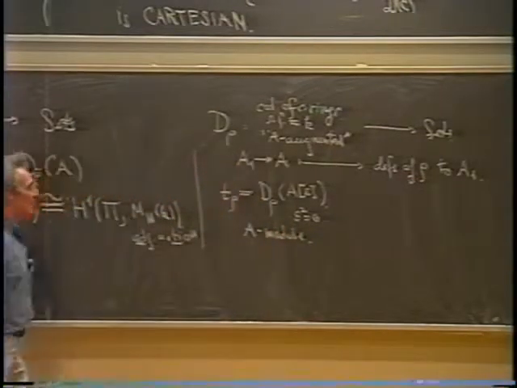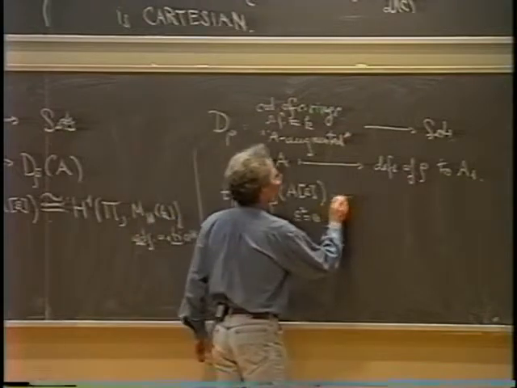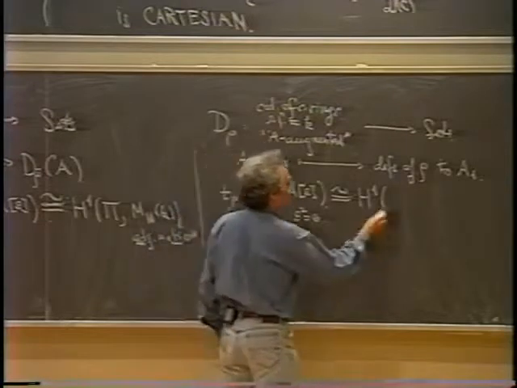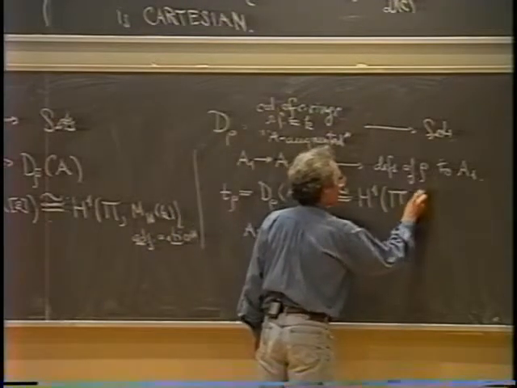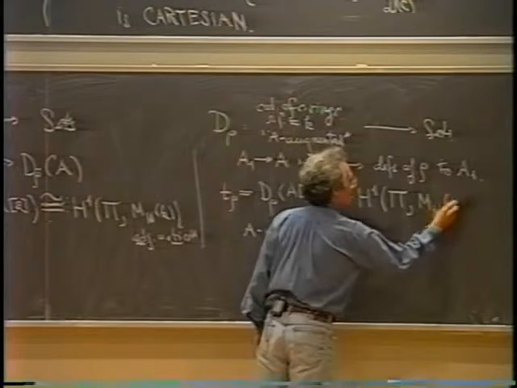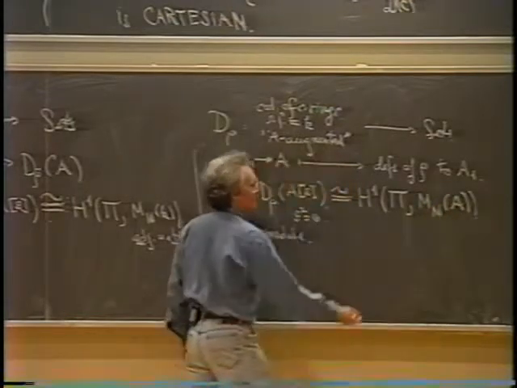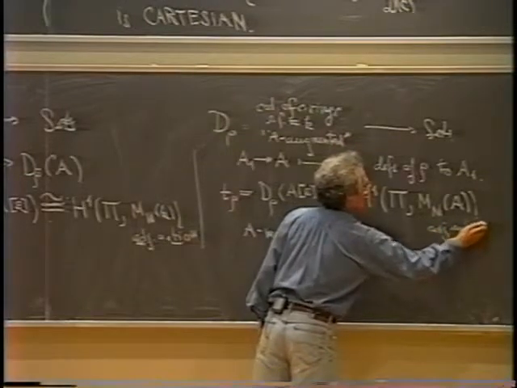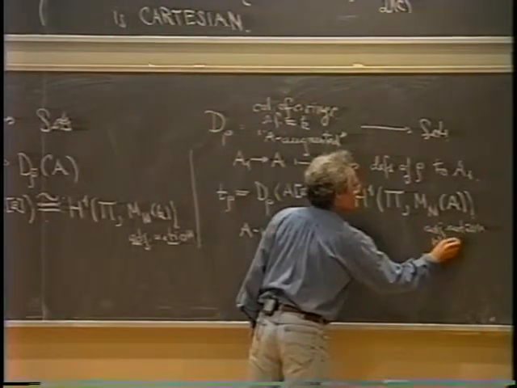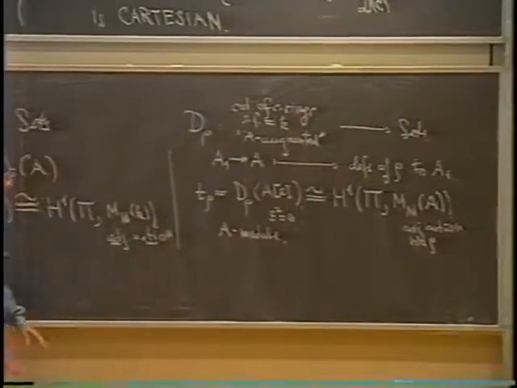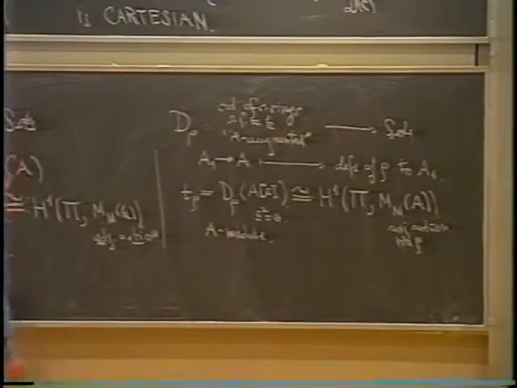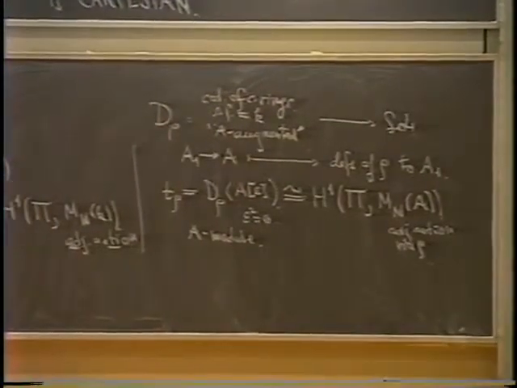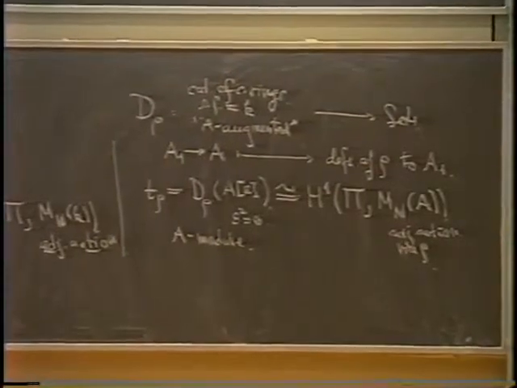So the relative theory has A modules, and the same proof gives that this is isomorphic to H1, with its natural A module structure, isomorphic to H1 of pi with coefficients now in what you might guess, where this is again the adjoint action, via no longer rho bar, but via rho. I'm going to say pi maps to GL_n(A) by rho, and then GL_n(A) acts on M_n(A) by conjugation. Okay.